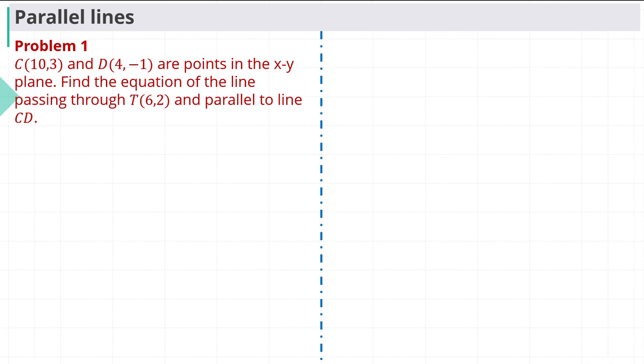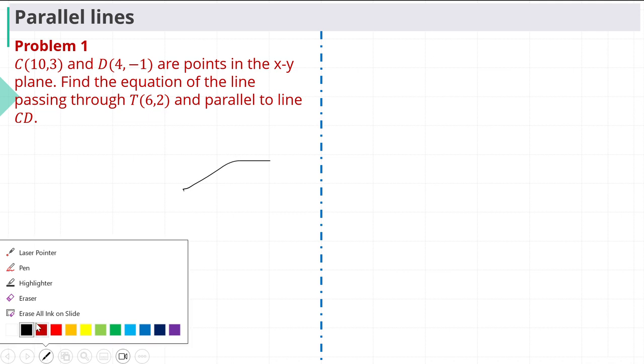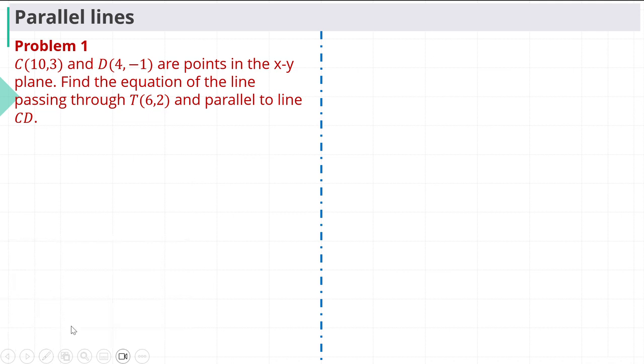Let's have the first question. Point C and point D are points in the XY plane. Find the equation of the line passing through T and parallel to CD. So we have a first line CD. And then we have a second line which passes through T and is parallel to CD. So I draw it as such.